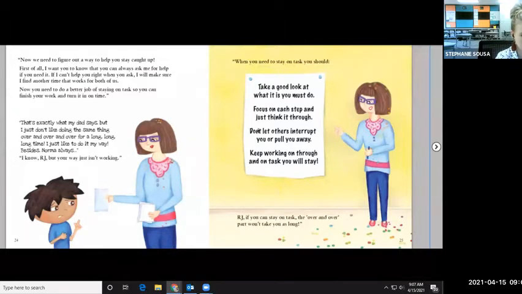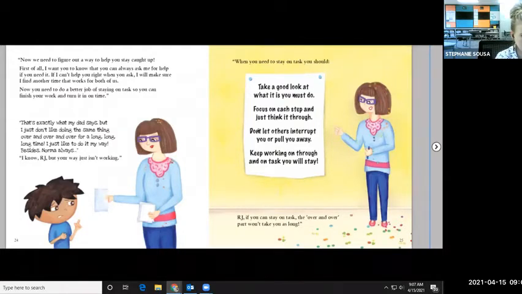That's exactly what my dad said. But I just don't like doing the same thing over and over and over for a long, long, long time. I like it just my way. Besides, Norma always... I know, RJ, but your way is just not working.